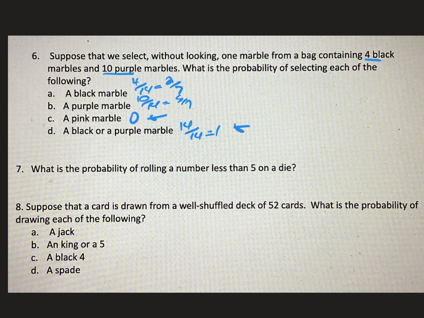Number 7, let's find the probability of rolling a number less than 5 on a die. Less than 5 is the key. It does not include 5, so that leaves us 4, 3, 2, 1, which is 4 numbers out of 6. Just reduce that. It is 2/3. That's all you got to do.